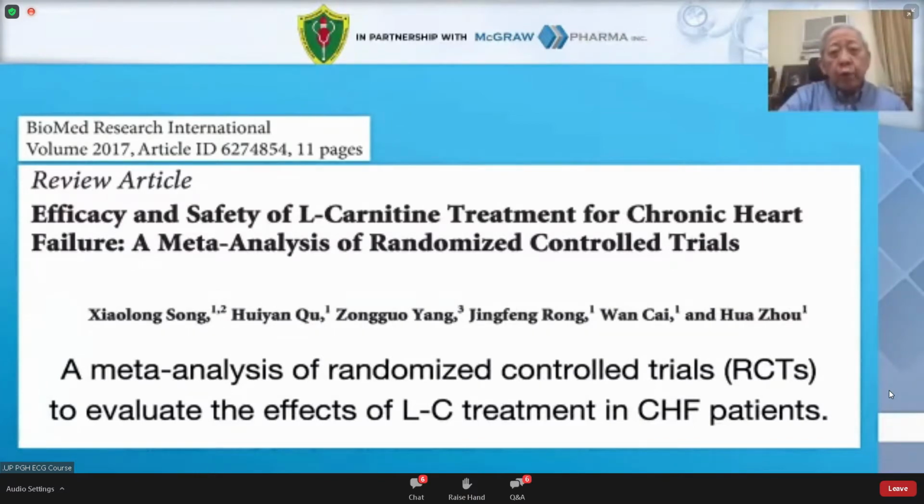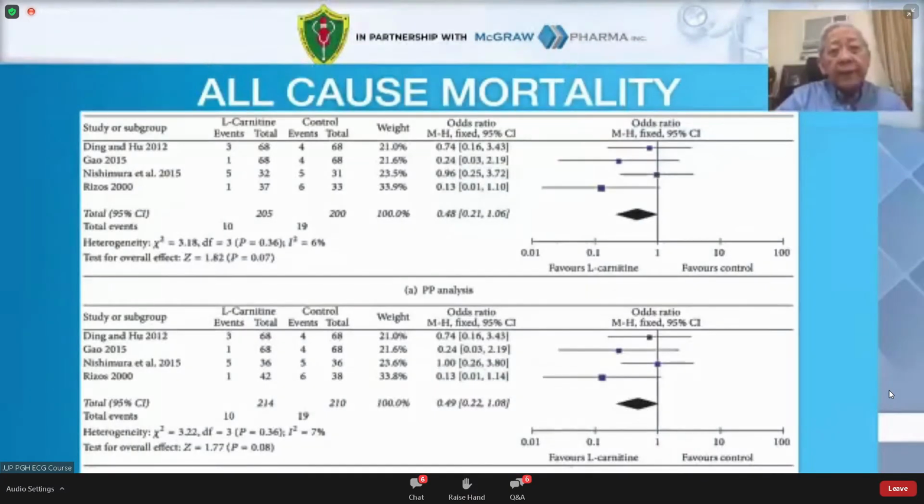This is to look at chronic heart failure. His report is entitled Efficacy and Safety of L-carnitine Treatment for Chronic Heart Failure. He included a total of 17 studies with more than 1,600 subjects. So the first entity that he looked at is all-cause mortality.